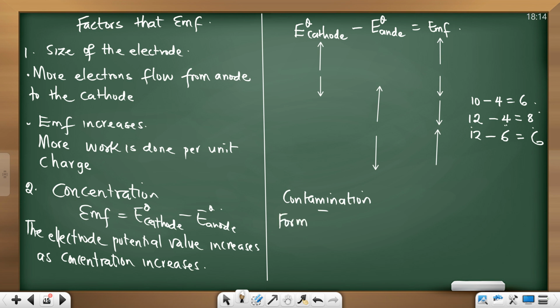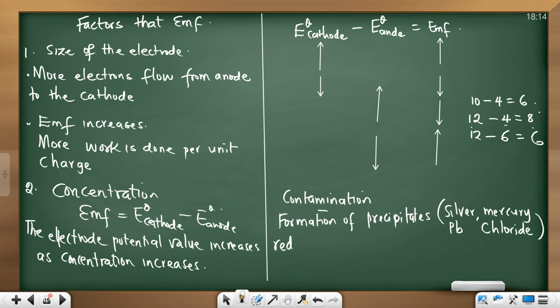The formation of a precipitate. What are the precipitates I'm looking for? The common ones: silver, mercury, although you won't get that, and lead chloride. It reduces concentration. So you need to check where that is formed. Is it formed at the anode or at the cathode? They will tell you that they put sodium, or sodium chloride, somewhere there.